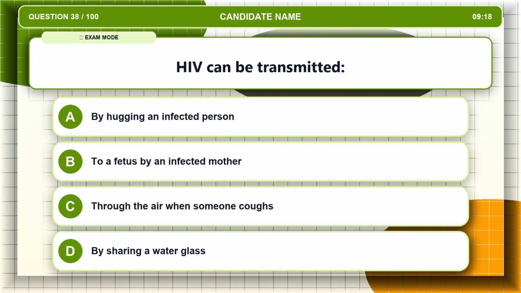Question 38. HIV can be transmitted. Option A, by hugging an infected person. Option B, to a fetus by an infected mother. Option C, through the air when someone coughs. Option D, by sharing a water glass.